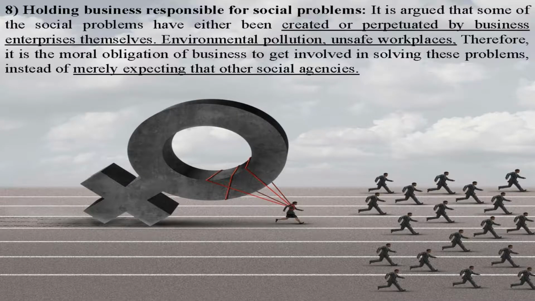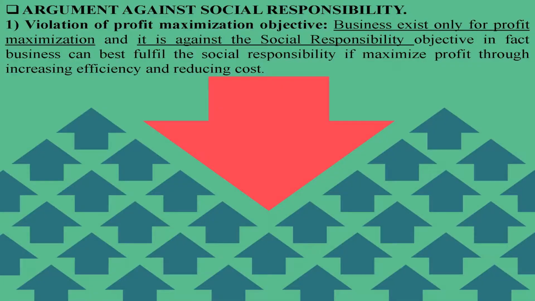Holding business responsible for social problems. It is argued that some of the social problems have either been created or been perpetuated by business enterprises themselves, such as environmental pollution and unsafe workplaces. Therefore, there is a moral obligation on business to get involved in solving these problems instead of merely expecting other agencies to solve them. Arguments against social responsibility.